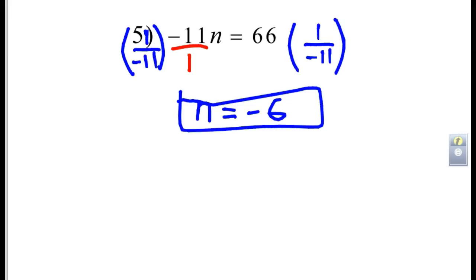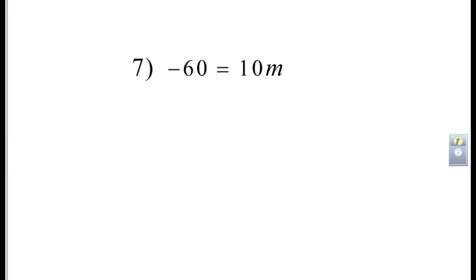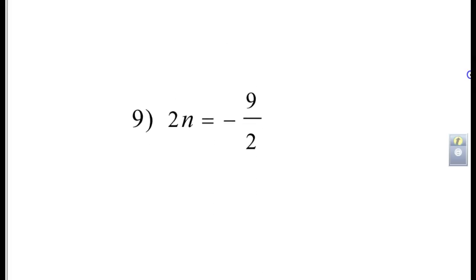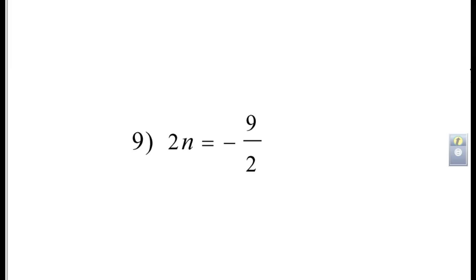Let's scan a little bit. Let's just go down. Is there anything else that's different from what we've already done? 7 is pretty much the same as 5. Now, this is a little different just because it's a fraction on this side, so maybe we'll talk about this. Let's make the coefficient, the number in front of the variable, an improper fraction, so make it 2 over 1. All right? Then multiply by its reciprocal.